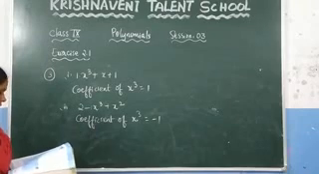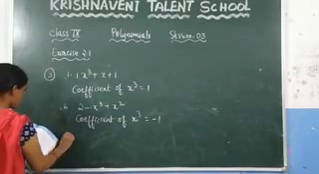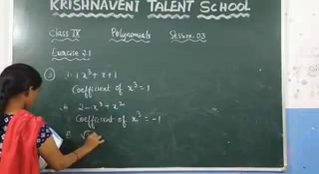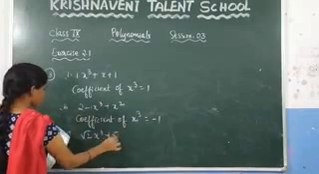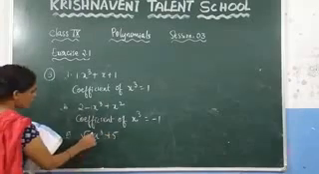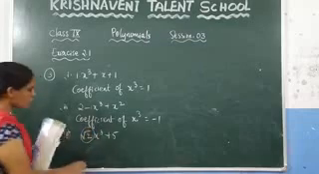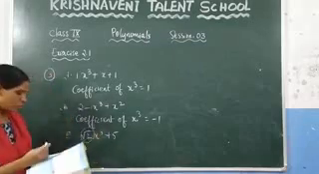Now the third question. Here what is given? Root 2x cube plus 5. So what is the quotient of x cube here? It is nothing but root 2. Write it here, the quotient of x cube is equal to root 2.